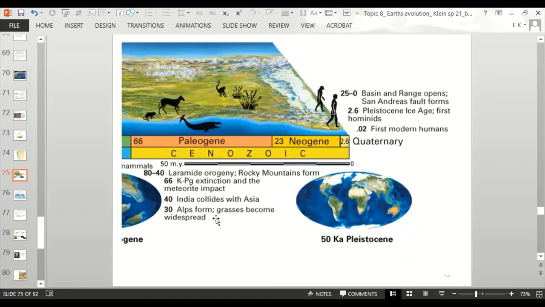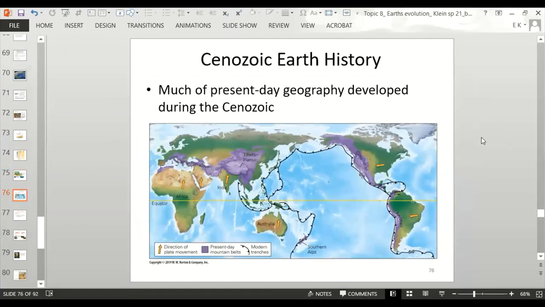Much of the present day geography developed during the Cenozoic. The continents are generally in their locations. It shows you present day mountain belts, the Himalayas, Alps, and the direction of plate movement. It shows where the equator is. So you can take a look at that.